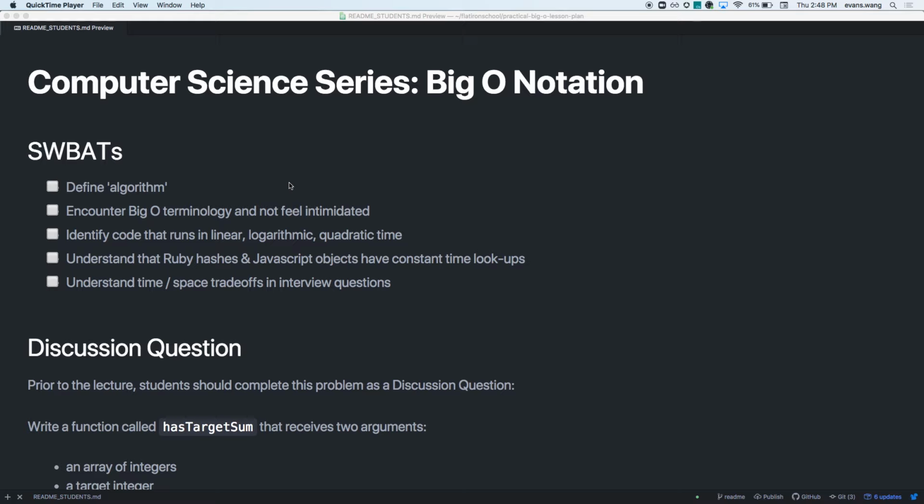So you haven't probably seen this in a while, the old SWBAT. In case you forgot that acronym, students will be able to define what an algorithm is. We'll talk about some of the Big O terminology so that it's less intimidating. Then you can identify code that runs linearly, logarithmically, quadratically, or constant time. We'll talk about what those are. And then the last really important thing is understanding the time and space trade-offs and how you can leverage all that in interview questions.